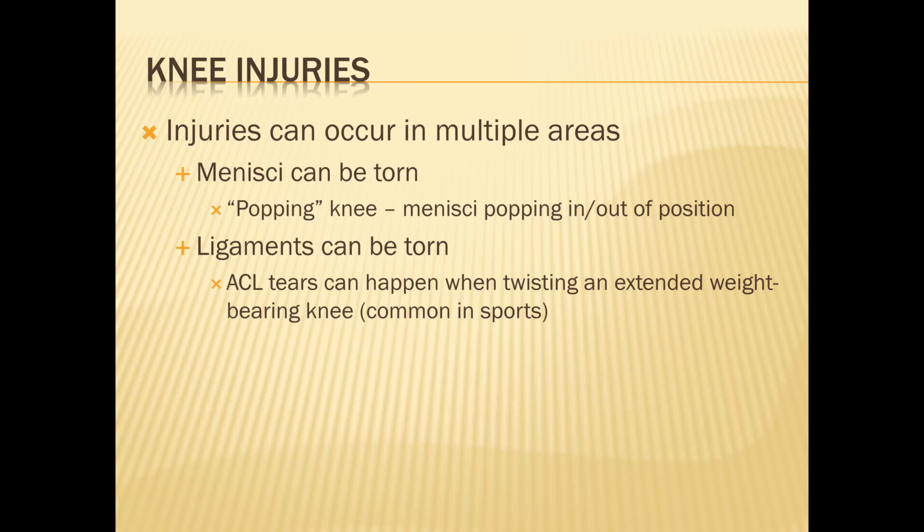Ligaments in the knee can also be torn, so you've got those 7 strong ligaments, but they can be damaged. The most common one that you usually hear about is the ACL, or the anterior cruciate ligament. Tears can happen to this ligament when your knee is twisted while it's extended and you're bearing weight on it. And this is a very common sports injury. The patella can also be dislocated or shattered.